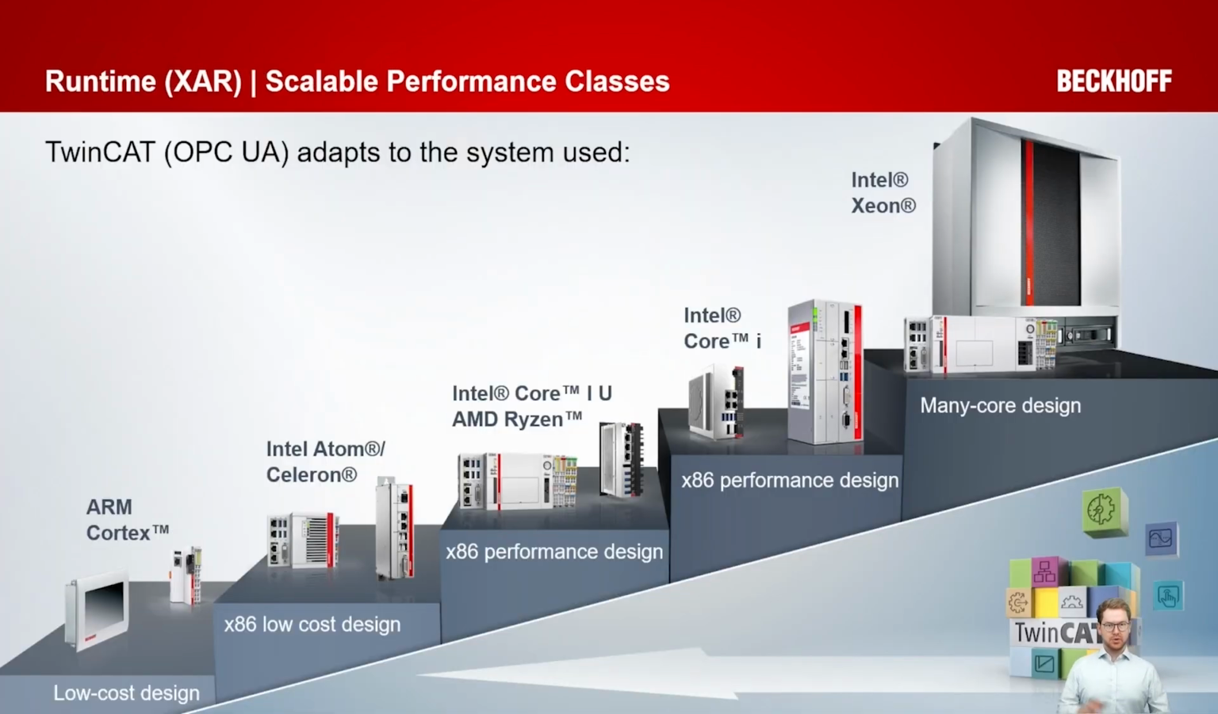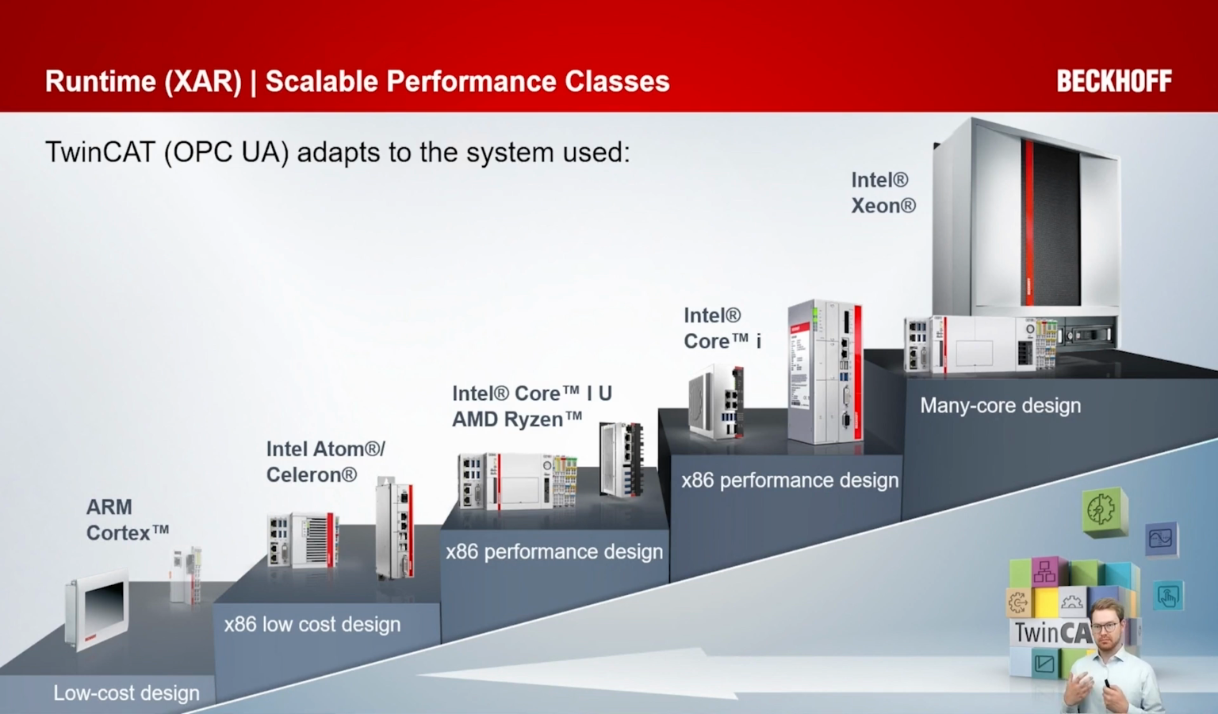Thanks to the aforementioned PC-based control and TwinCAT's ability to run on PCs, TwinCAT OPC UA runs on all industrial PCs except the very small CX7000 series from Beckhoff. And you can install it on the low-cost industrial PCs up to the many-core industrial PCs and get the same OPC UA, just with more or less amount of nodes, performance, and so on.